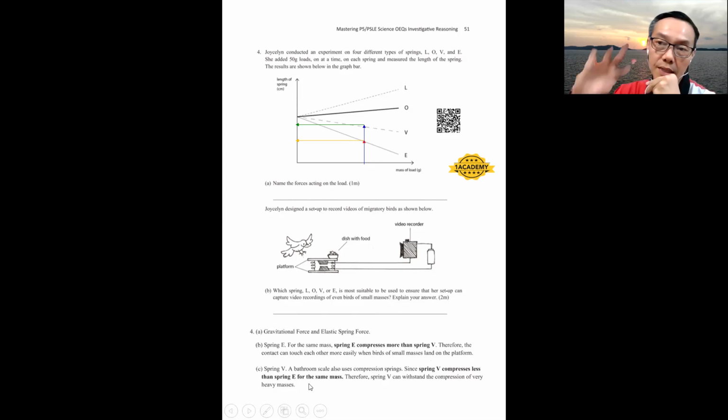Part C is for another question on page 52 of the book, talking about the bathroom scale, because a bathroom scale also uses a compression spring. In that question I asked which spring to choose if they want to measure heavy masses. Firstly, they must identify only these two, either V or E. From the same graph, they will see that spring V compresses less than spring E for the same mass. Therefore, spring V can withstand the compression of very heavy masses. So there's another way of testing students' understanding and using different springs for different applications.